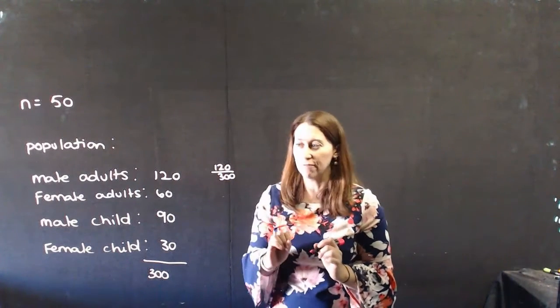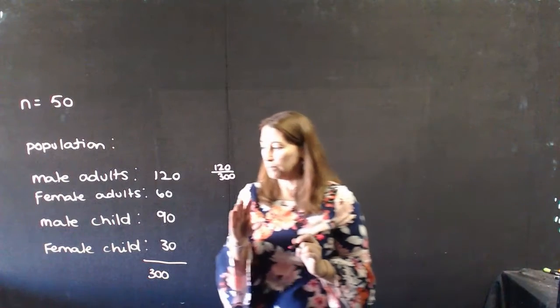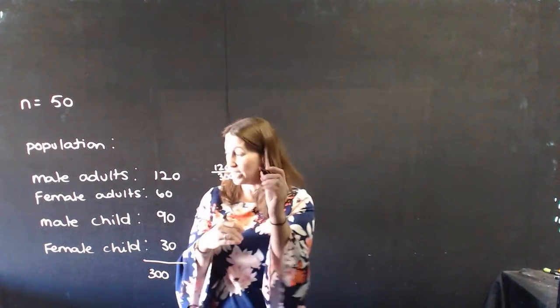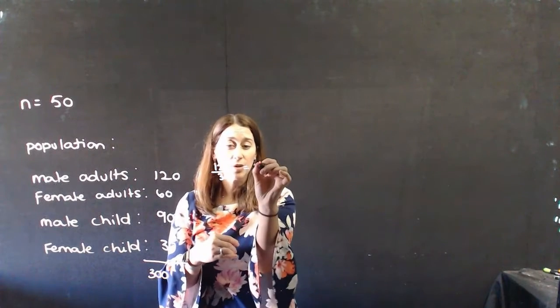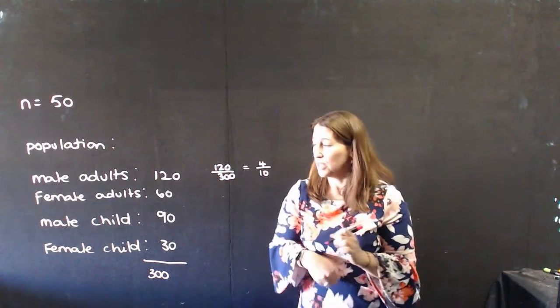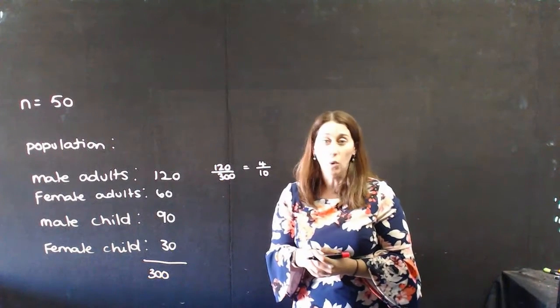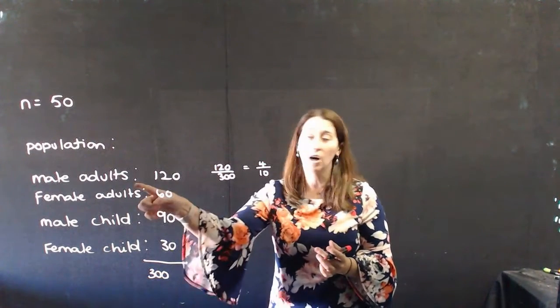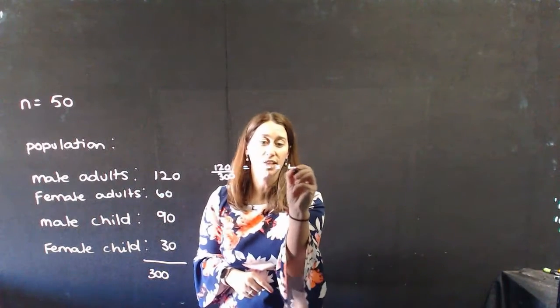Now I can cancel that fraction down. Both of those numbers divide into 6. In fact, if I divide them into 3, I get 4 out of 10. So 4 out of 10, or 40% of the whole population, are male adults, right? So we can write that that's 40%.